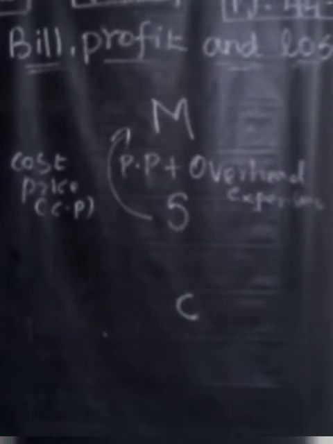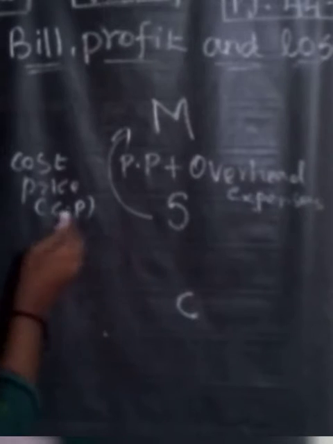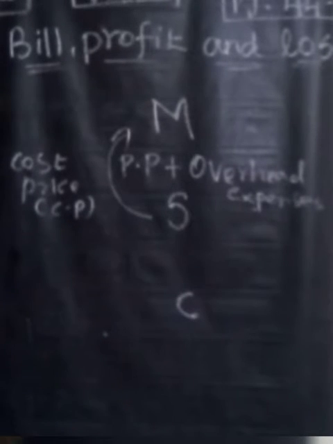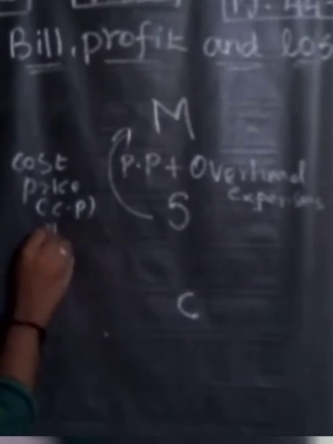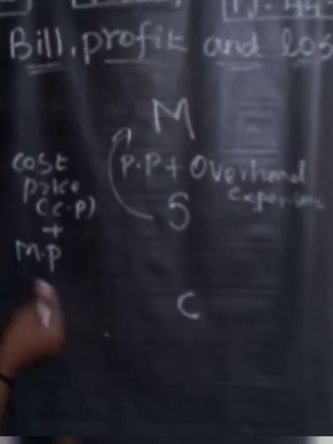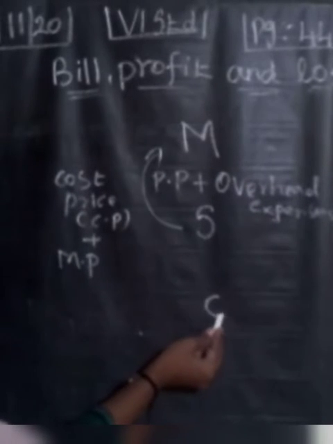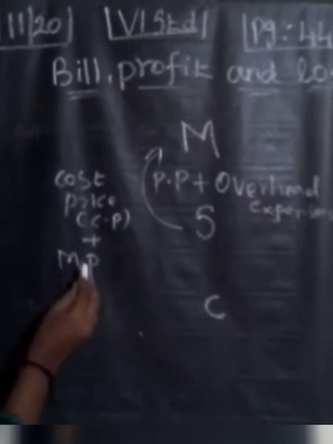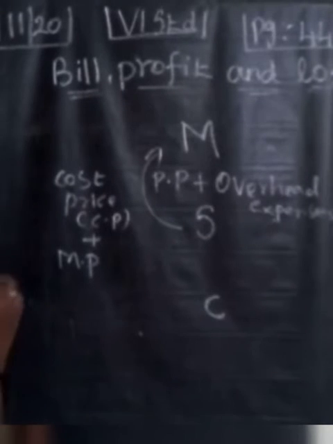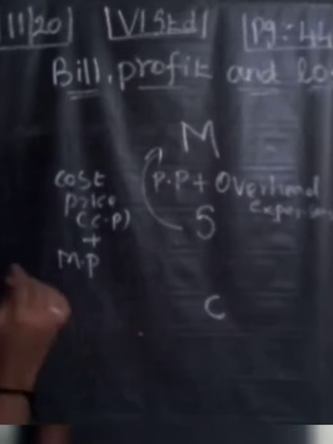In order to get the profit, the shopkeeper increases the money from the cost price, and that is called the marked price. Now the customer buys the product from the shopkeeper, and how much the customer has paid is called the selling price.